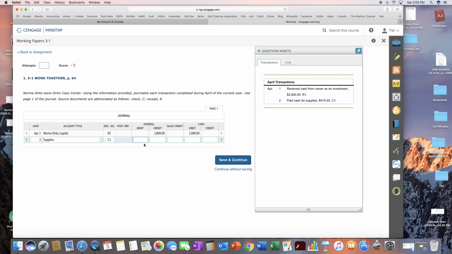We're going to debit supplies. We gained $415 worth of supplies, and we wrote a check, so we know we have to credit cash. Paid cash, credit cash, lower cash. So when we credit cash, it's the same as paying cash or lowering cash. So we have the date, source document, the account title, whatever's in general here will be the account title column. So capital, credit, supplies, debit. Okay. And that is our transactions for this first section.